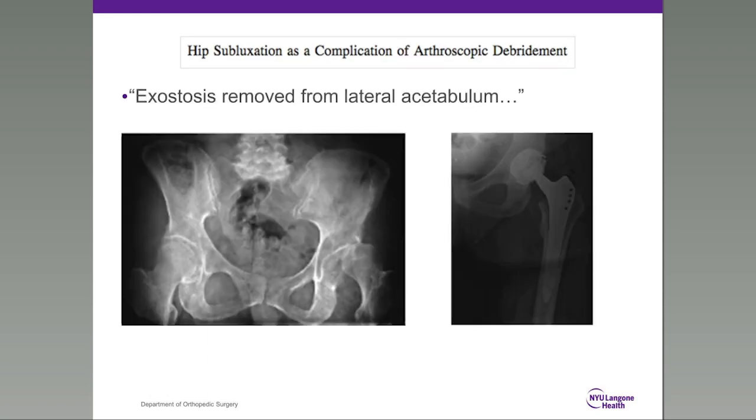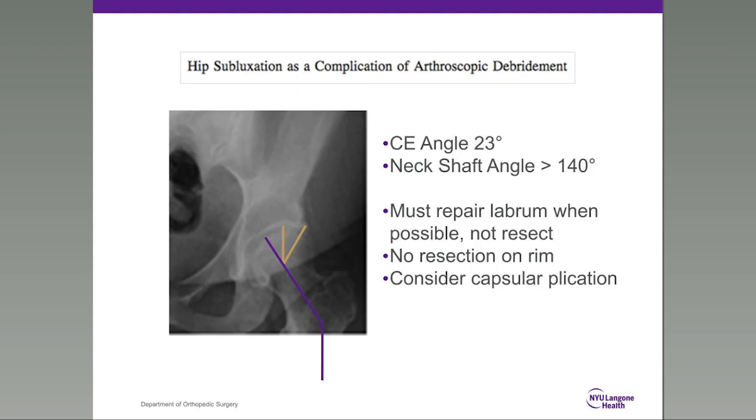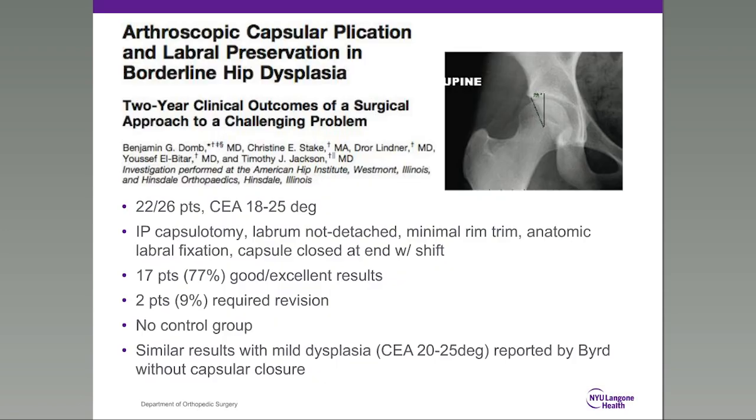This is another case of arthroscopic debridement. They removed the pincer impingement, over-resected. You can see what happened here, it led to a hip replacement. Some pearls: the center edge angle is 23 degrees, but the neck shaft angle is greater than 140 degrees, so it's another parameter you probably need to look at. And instead of debriding, you really have to repair the labrum. You really cannot resect the rim on these patients, and you have to consider a capsular plication.